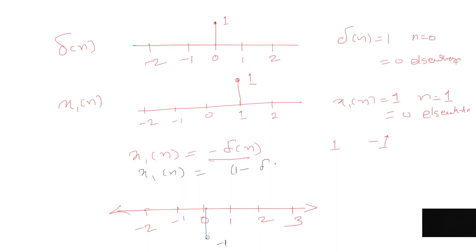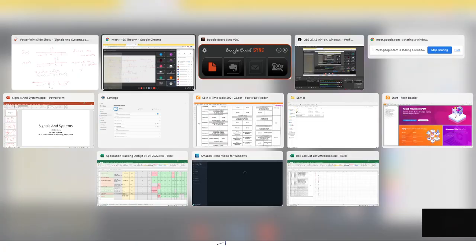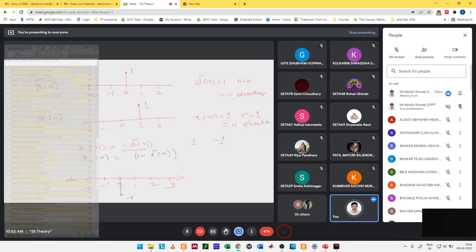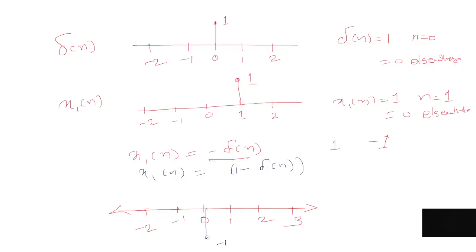So can I write x1 of n is equal to 1 minus del of n? Can I do something like this? I'm not asking what you think. Can I do something like this, 1 minus del of n minus 1? What do you think? Can I do that? No, sir. No, right? Because it will be 0. So this also I cannot do.